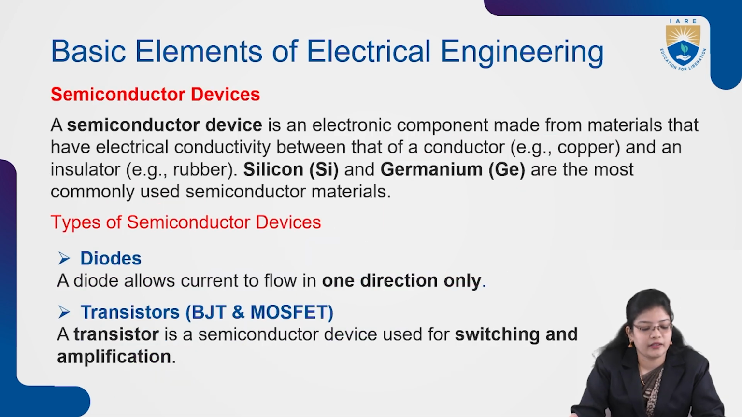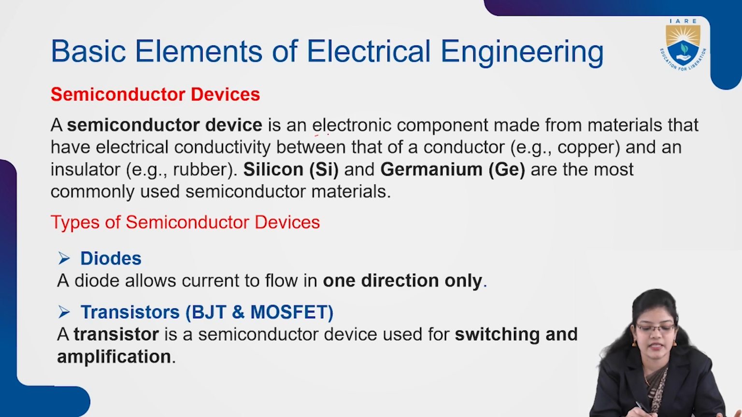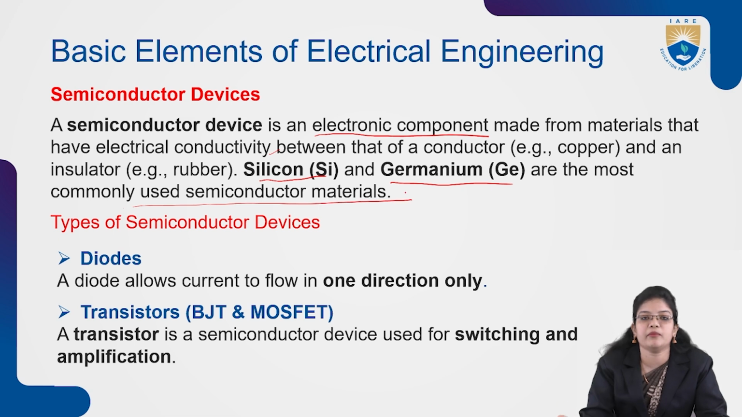Moving to the semiconductor devices. Semiconductor devices act based on the temperature. Based on the temperature, it will act as an insulator or it will act as a conductor. Coming to the definition, a semiconductor device is an electronic component made of materials that have electrical conductivity between that of a conductor and an insulator. So basically these semiconductor devices are made up of silicon and germanium. Silicon and germanium are the most commonly used semiconductor materials.